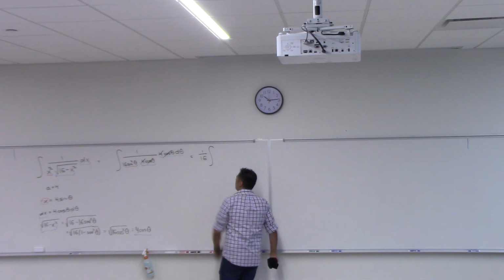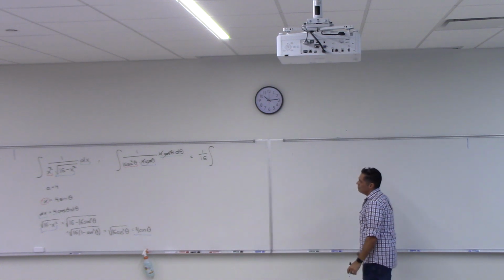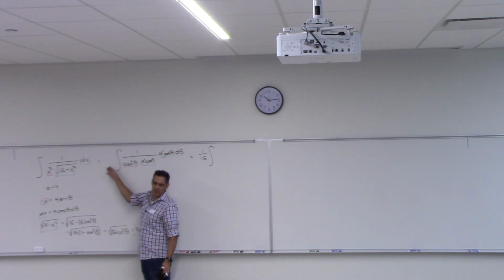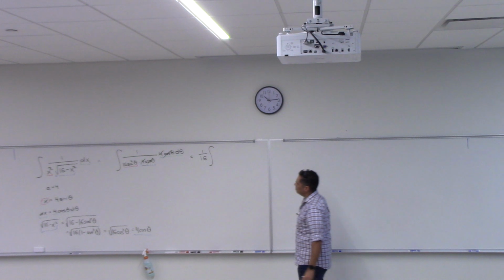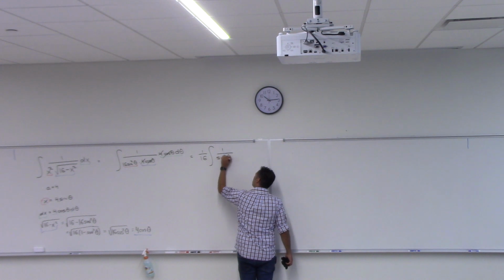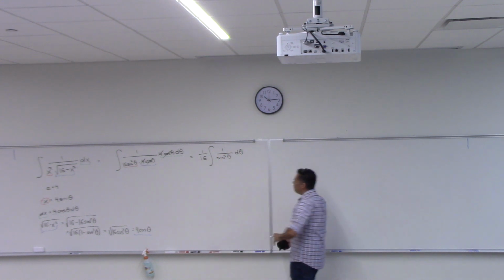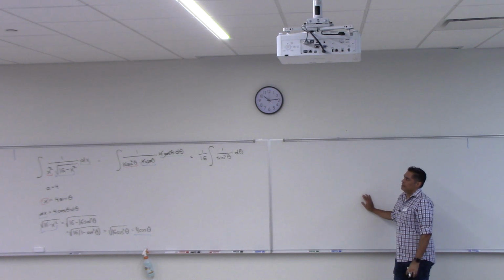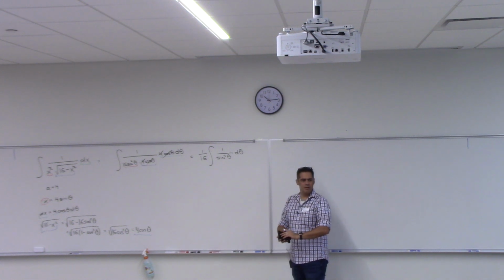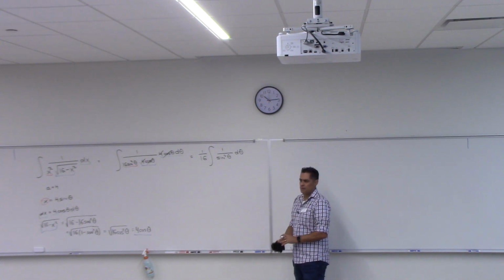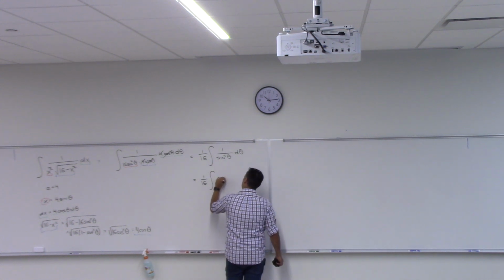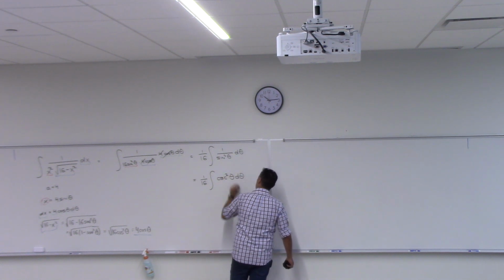Where's that 1 over 16 coming from? I just pulled that 16 on the bottom out. If you pull a 16 on the bottom out, it's a 1 over 16. Okay, what's still in my integral? 1 over sine squared. And what's 1 over sine squared? Cosecant squared. Do you have the antiderivative of cosecant squared? Did we just do that? So this is going to be 1 over 16 integral cosecant squared theta d theta.